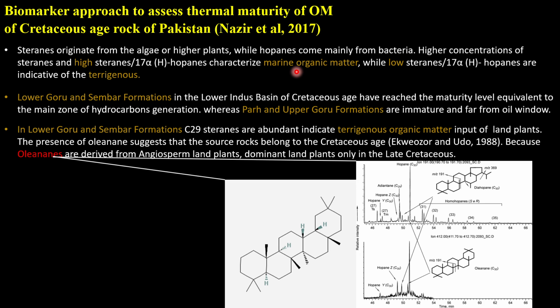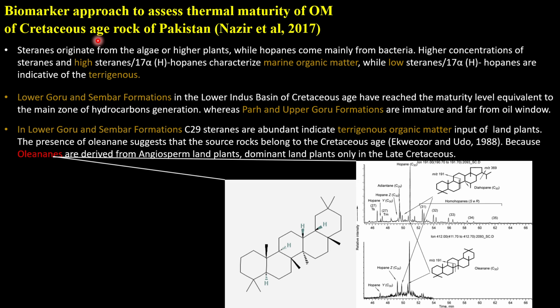If they are high, it means it will be marine organic matter. So ultimately, if the hopane to sterane ratio is low, it will give the marine environment. If the hopane to sterane ratio is high, it means it will give a heterogeneous environment. Or if you say that the sterane to hopane ratio is low, it will give the heterogeneous environment, which means the sterane concentration will be low. This is where they form the Cretaceous rock.